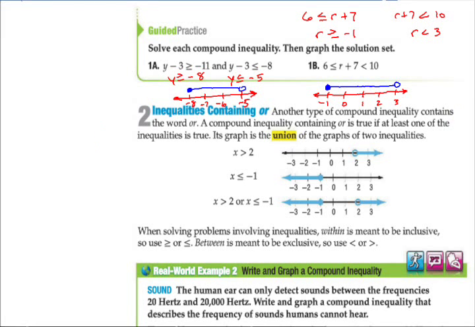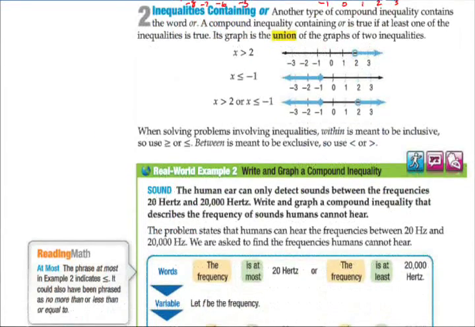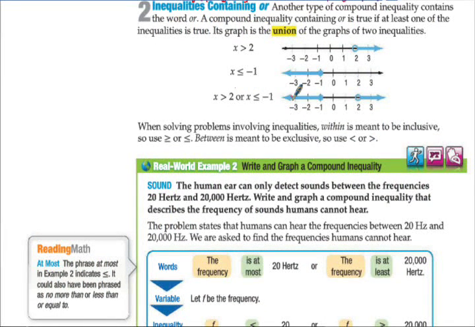Let's take a look at inequalities containing the word "or." Another type of compound inequality contains the word "or," and what that means is it's true if either one of the items is true. The difference in the picture here is that the inequalities go in opposite directions. Here we have x is greater than 2, that's everything going this way. Right here, x is less than -1, it's everything going this way. So the answer is just those two inequalities on the same number line.